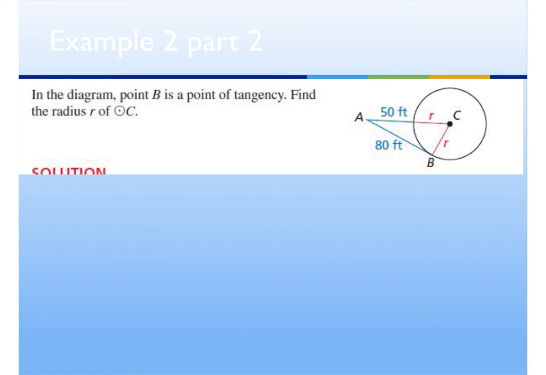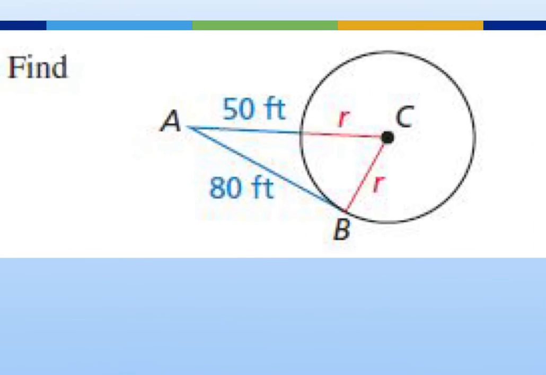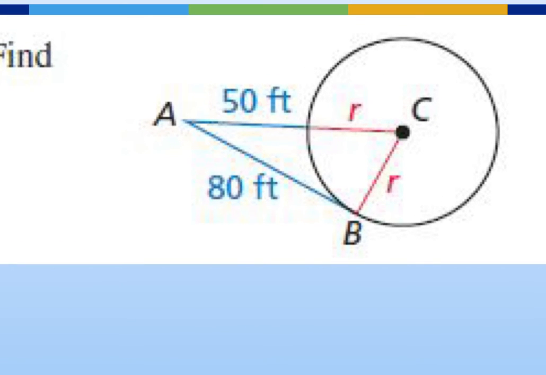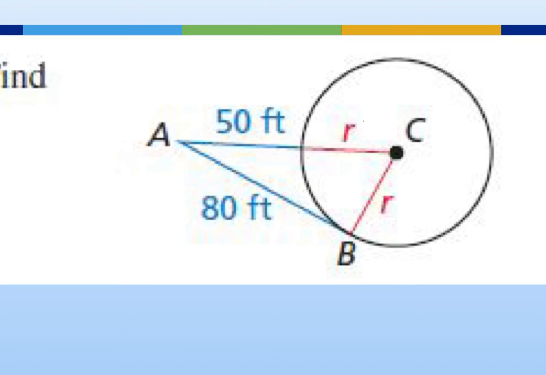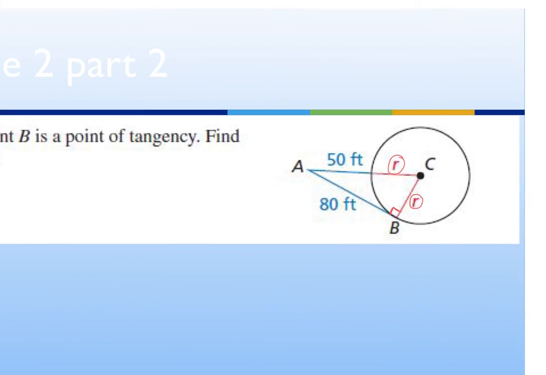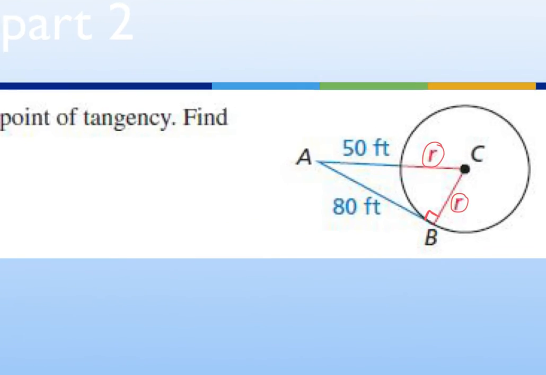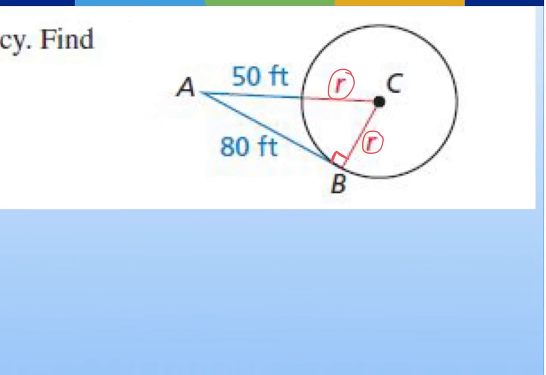In the diagram, point B is a point of tangency. Find the radius R of circle C. Okay? So, do you guys agree that this would be a radius up here, and this would be a radius down here? So, we're still dealing with a right triangle, right? Where our right triangle is happening here, because it said it's a point of tangency. Agreed? Point B is a point of tangency. So, we're dealing with a right triangle.